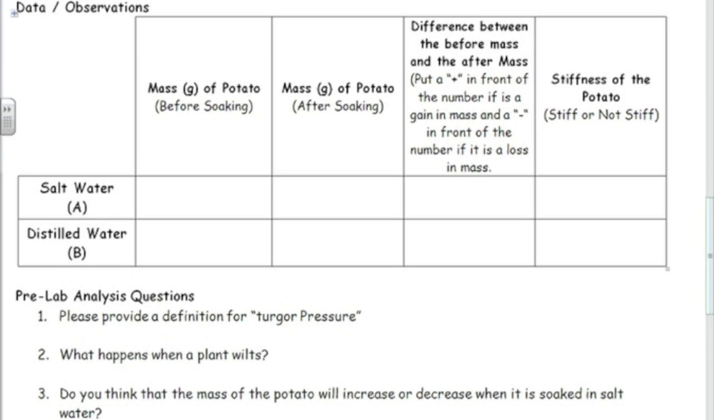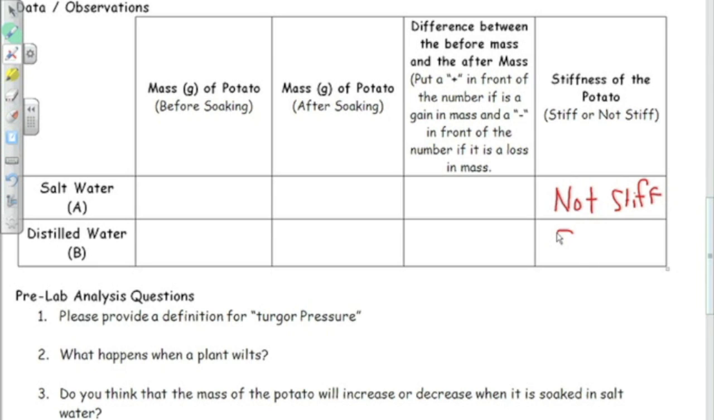Let's go back and look at our lab sheet. So, how would I describe the stiffness of the sample that was in salt water A? I would describe this as either being not stiff, or you could even say flimsy. Okay, and then B being obviously the opposite.